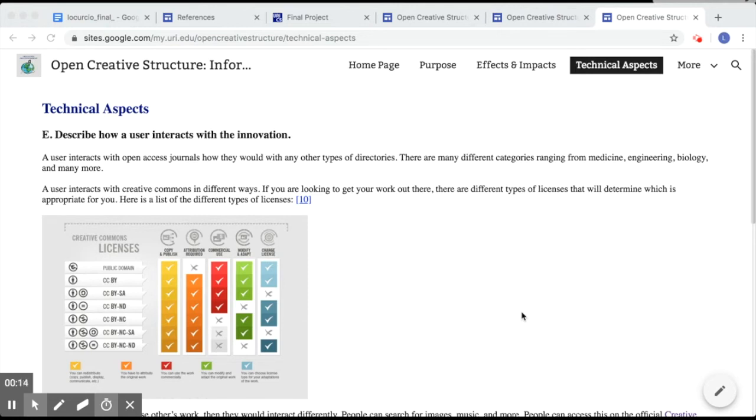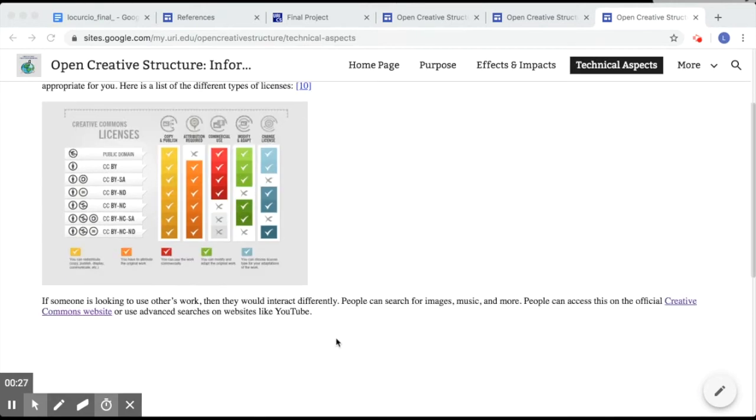A user interacts with Creative Commons in different ways. If you are looking to get your work out there, there are different types of licenses that determine what is appropriate for you. Here is a list of different types of licenses with different factors involved. If someone is looking to use others' work, then they would interact with it differently.